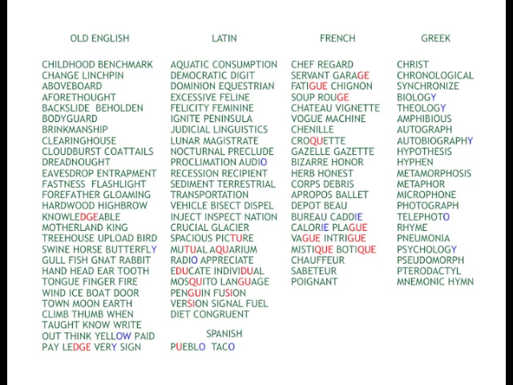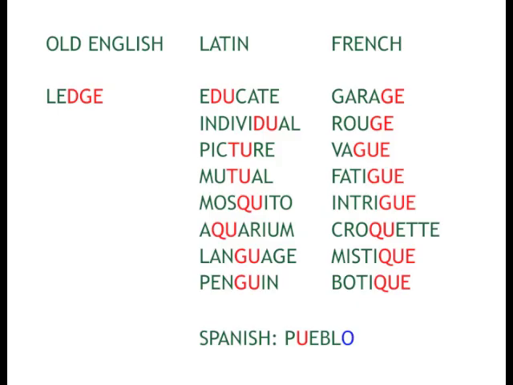Now we're going to look at a few more differences. DGE is often used to make a j sound in Old English, whereas in Latin, sometimes DU, like in educate and individual.